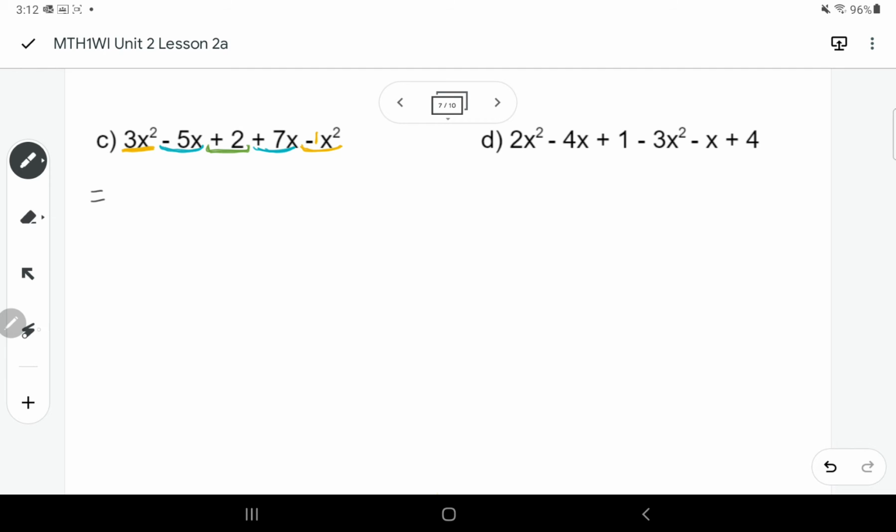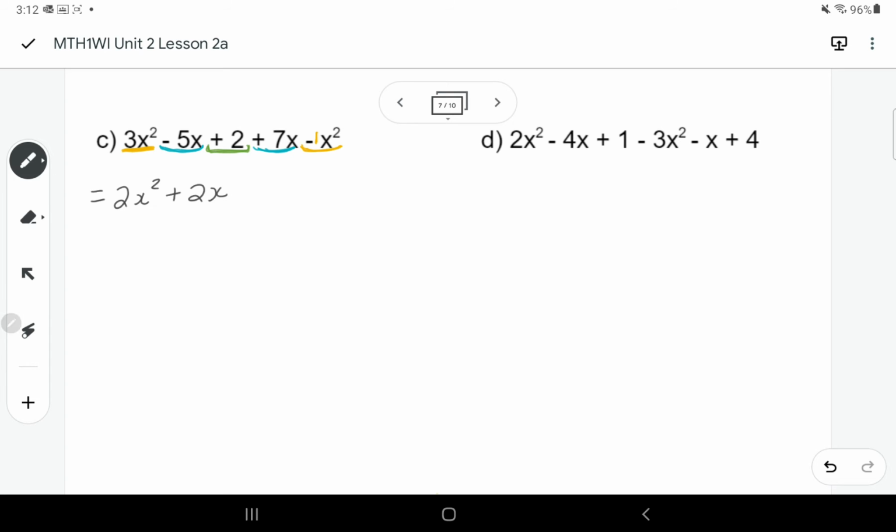So now I need to think about my x squareds. I have positive 3 minus 1. So add and subtract the numbers. 3 minus 1 is 2. Keep the variables and the exponents the same. Then my x's, the ones I've underlined in blue. Negative 5 plus 7. Add and subtract the numbers. Negative 5 plus 7 is plus 2. Keep the variable and exponent, if there was one, the same.